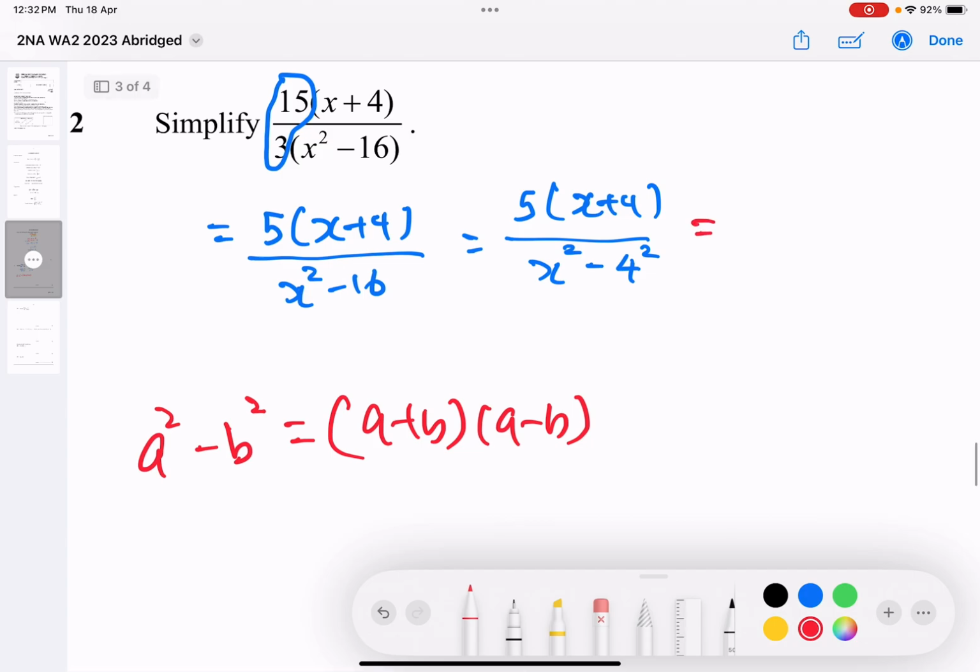Yes. So what is this? x squared minus 4 squared. What is the answer? The factorized version. Ashley, finish this. You are so confident. You know that a squared minus b squared is a plus b, a minus b.